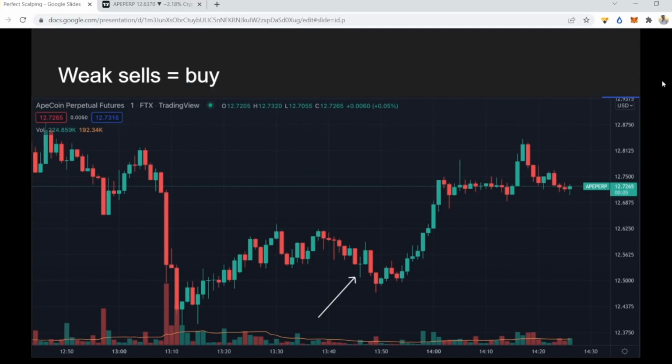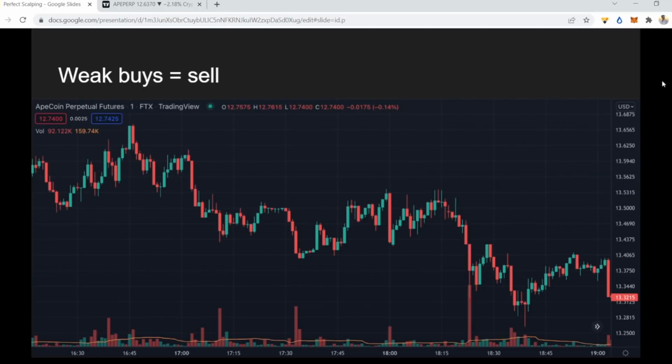Yeah, there's really just not that much selling after 13:15. That's probably because a lot of the sellers got flushed out. All right, let's do the reverse.